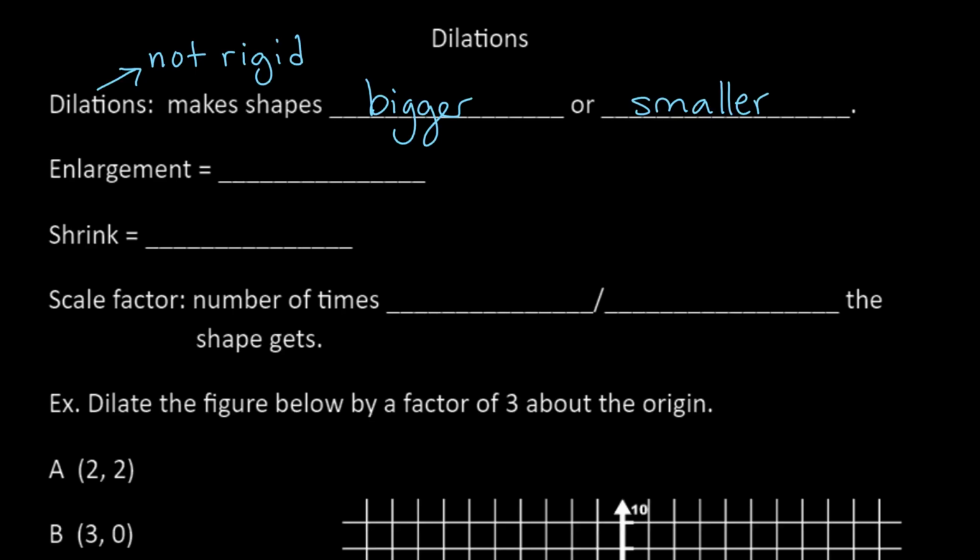Enlargement. What's another word for enlargement? Expand. Bigger. Expand. You have the same thing. And shrink means smaller. Good.